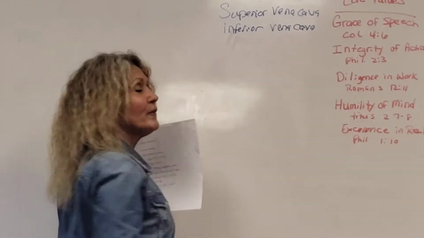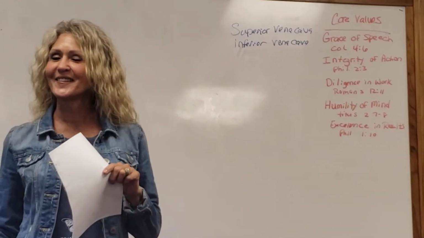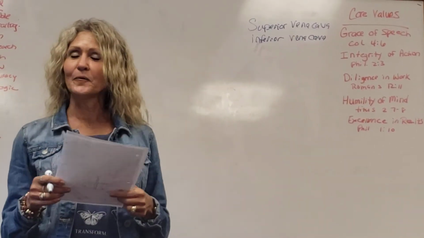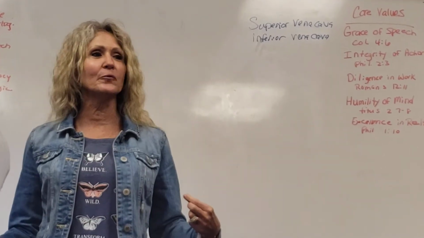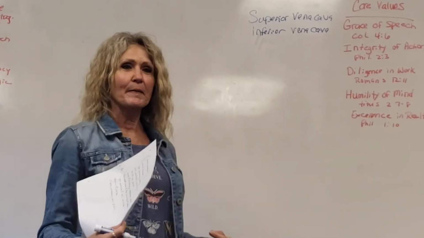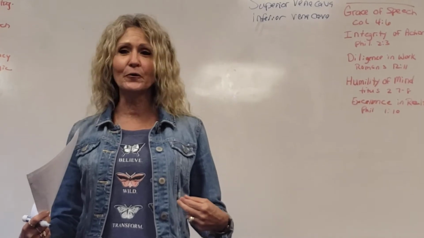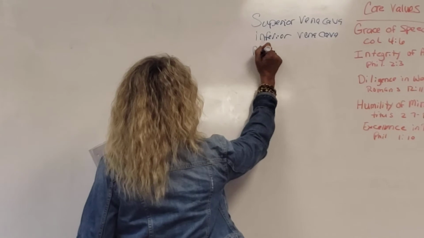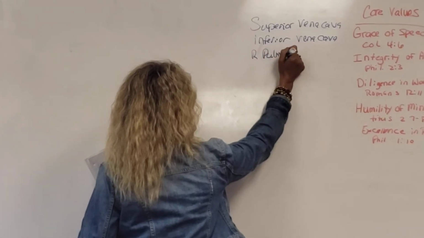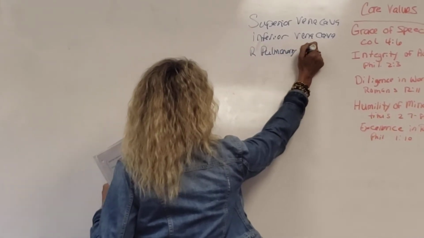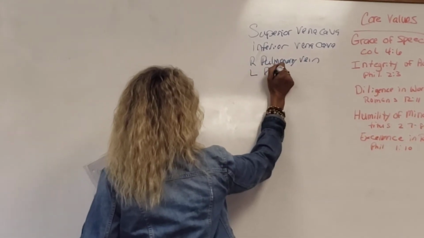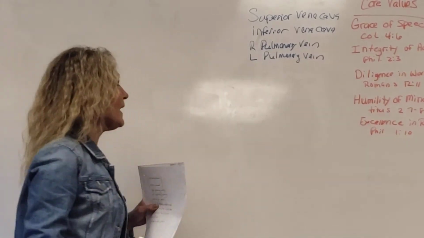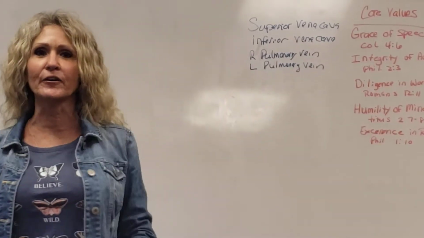Do we have any other veins in the heart? Yes, they're pulmonary veins, right? Pulmonary means what? Lungs. How many lungs do we have? Two. So we have a right lung and a left lung. So we have a right pulmonary vein, and we have a left pulmonary vein. Okay, those are all the veins that we have in our heart.